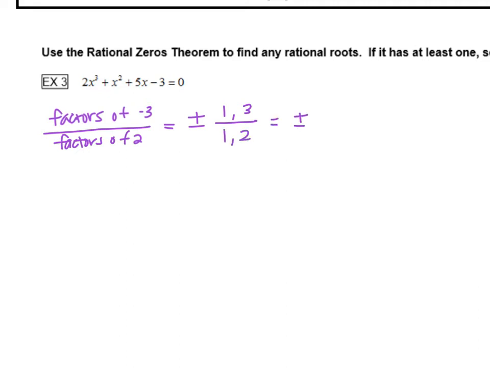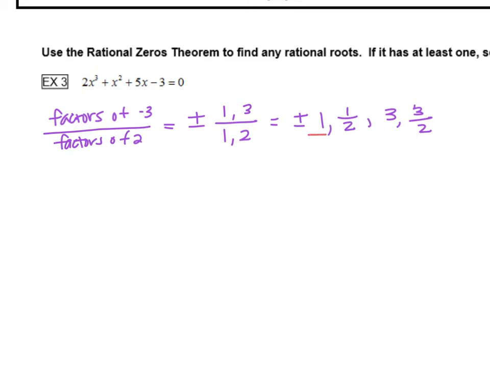It's plus or minus all these possible factors. First we take 1 and divide it by 1. Then we take 1 and divide it by 2. Now we're going to do the same thing with 3. 3 divided by 1 is 3, and 3 divided by 2 is 3 over 2. So these are all of our possible rational roots. They may or may not work, but we test all of them with synthetic division.